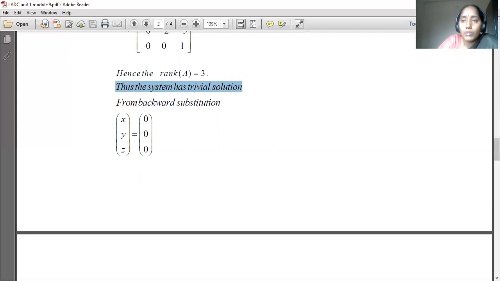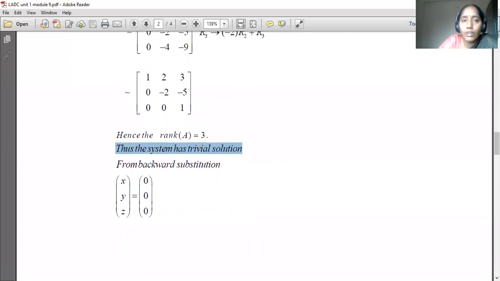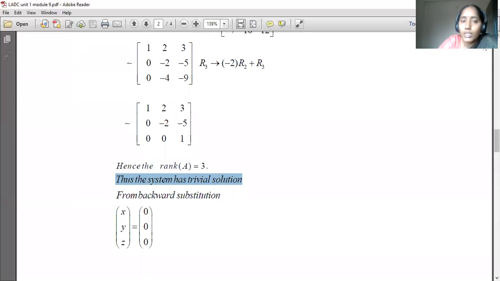Or you can substitute here: Ax is equal to 0. Again write Ax is equal to 0, with X, Y, Z is equal to 0. Just by backward substitution, you can solve that each element is equal to 0. Or trivial solution is nothing but every element is 0. You can directly write that.